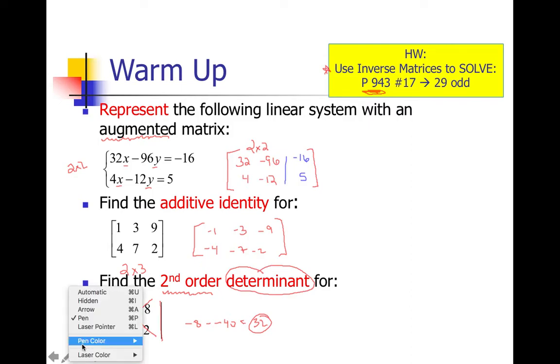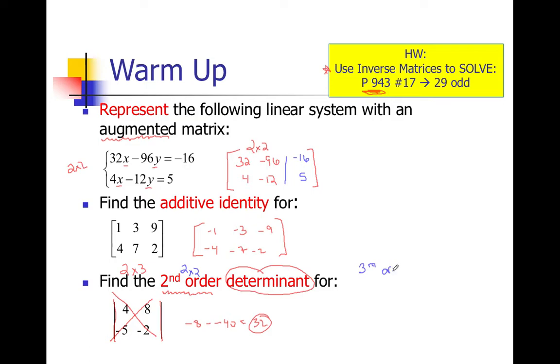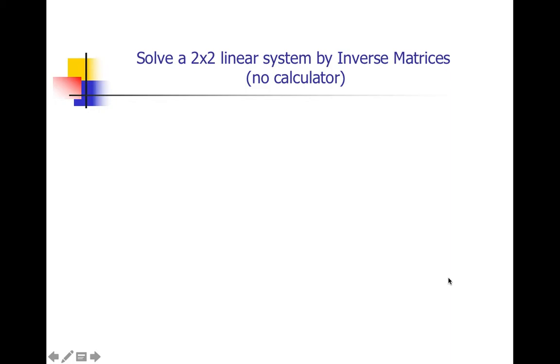Second order does mean they're asking you for a 2x2 determinant. So guess what third order would be? Third order goes with a 3x3 matrix. Fourth order goes with a 4x4, and so on and so forth. Okay? You are now responsible, though, for that vocabulary. You cannot, on an assessment, go, Ms. Getz, what's second order mean again? I forget. Okay?